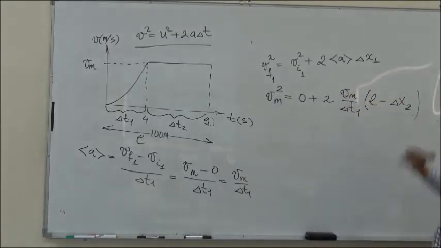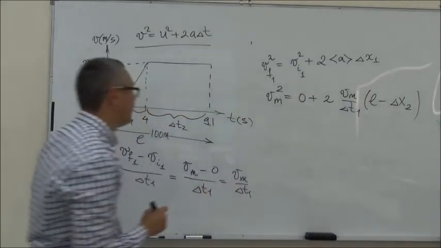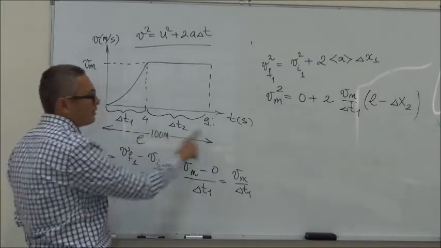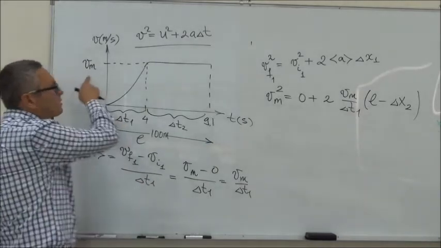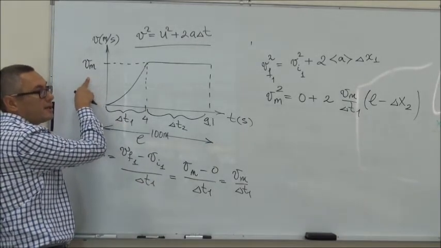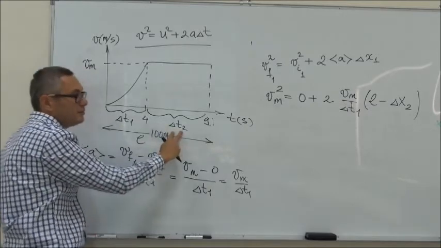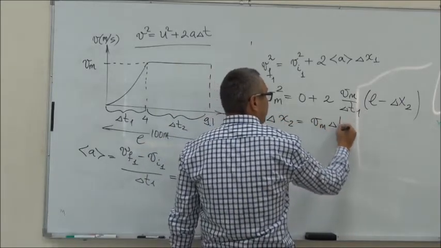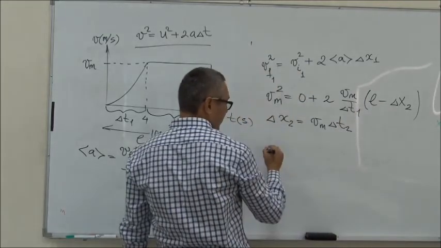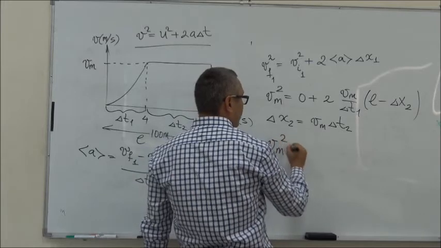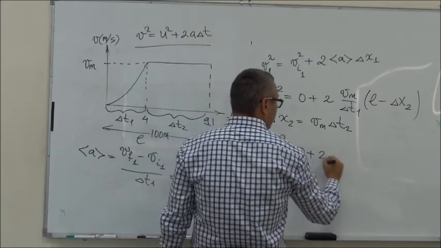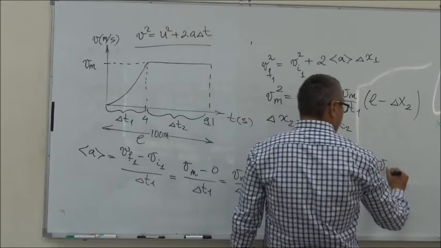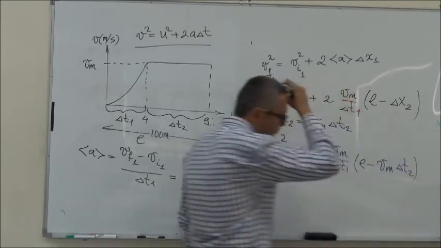But what about this delta x2? What can we say about delta x2? Well, delta x2 is equal to Vm times delta t2, because over the second time interval, the velocity is constant and is equal to just Vm. So delta x2 is equal to Vm delta t2. So let's take this and plug it into this equation. So we have Vm squared equals 2 times Vm over delta t1 times L minus Vm delta t2.